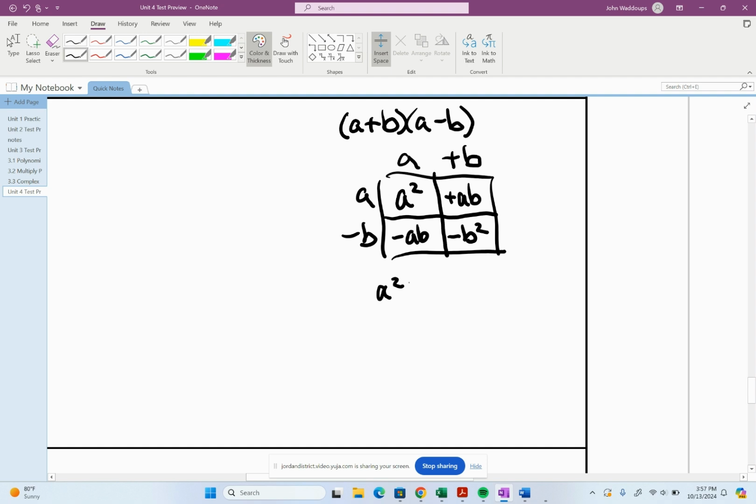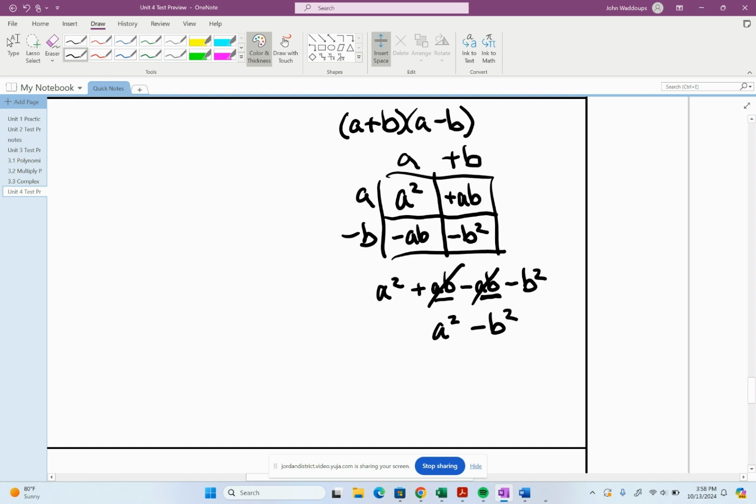When I bring all of these out, a squared plus ab, and then minus ab, and then minus b squared, I see that these two middle terms are opposites of each other. The opposite of ab is negative ab. And if you add a number to its opposite, you get 0. And so those numbers are eliminated because in a sum, 0 plus 3, for example, is still just 3. So these just go away, and I'm left with a squared minus b squared.